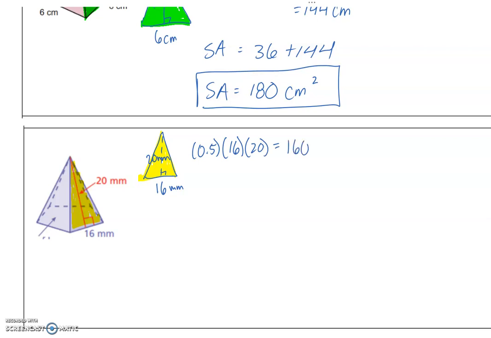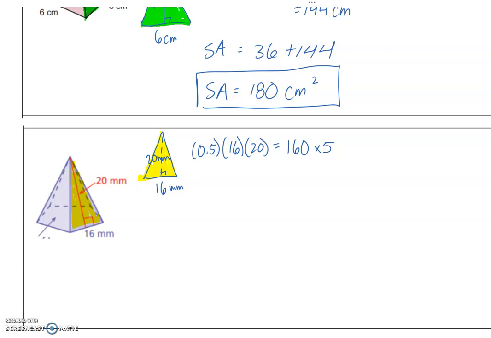160 millimeters squared for the area of one of those triangles. Now remember to always go back to the pyramid and count how many triangles have the same dimensions as the one that I just calculated. I should have told you that the pentagon was a regular pentagon. So I'm just going to take that 160 and multiply by the fact that there are 5 of those.